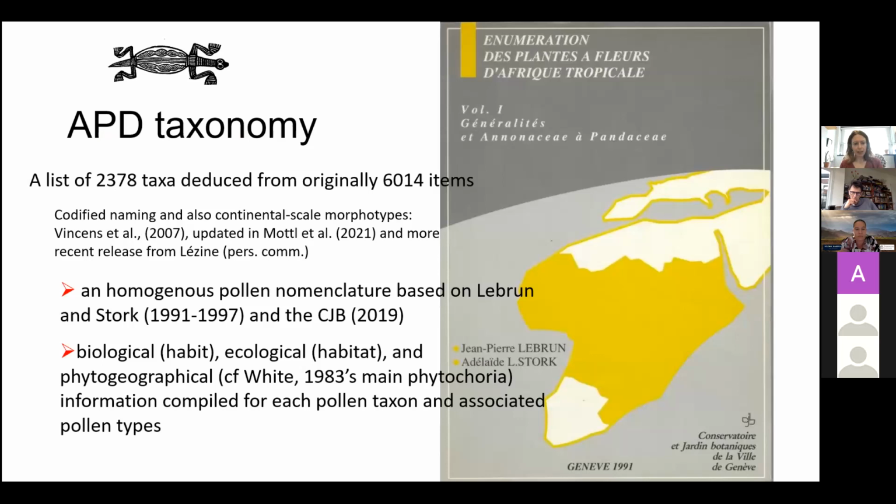There is this APD standardized taxonomy that was developed first in a paper by Vincent et al. in 2007. It was updated in 2021. And there was a recent release of a new fully up-to-date APD taxonomy that includes information about the biology, the ecology, and the phytogeography of all pollen taxa within the African Pollen Database holdings. So if you're interested in that, let me know.